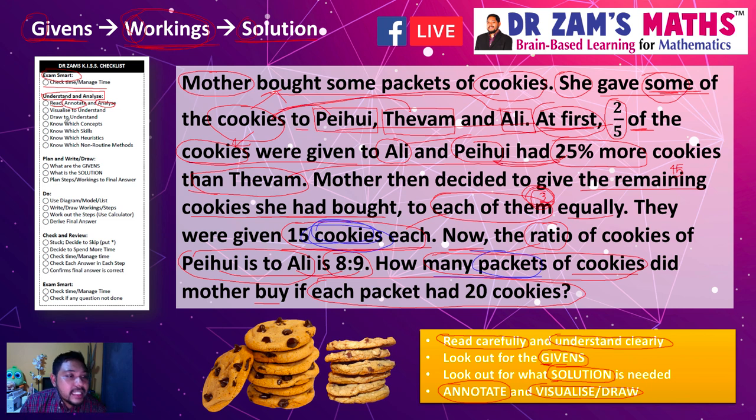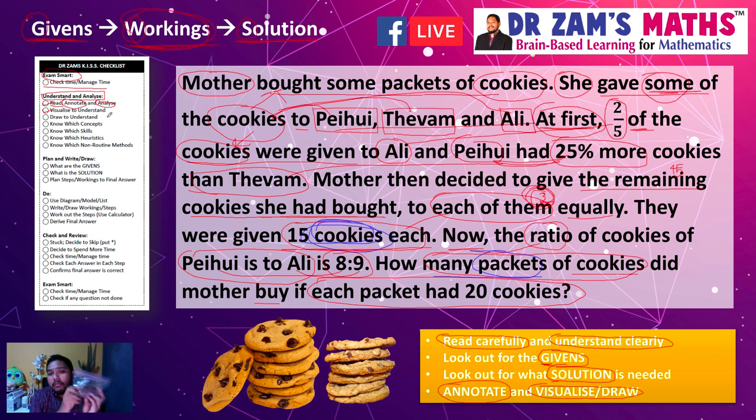All right, so just now let's go back to Dr. Zamki's checklist. We read, we annotated and analyzed. And then we visualize to understand. That means we try to visualize that mother actually bought the cookies. For those students you want to help further, if you have lots of cookies, you can actually use real cookies to help your child solve the problem, to get them used to processing this information in their head.